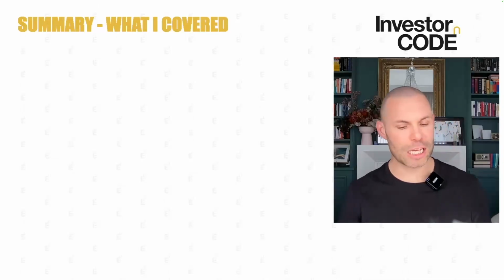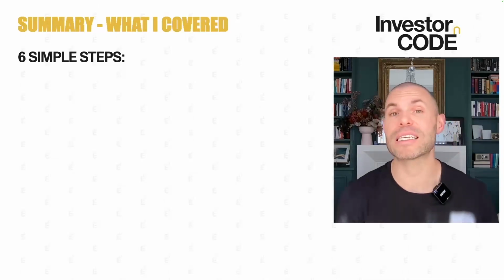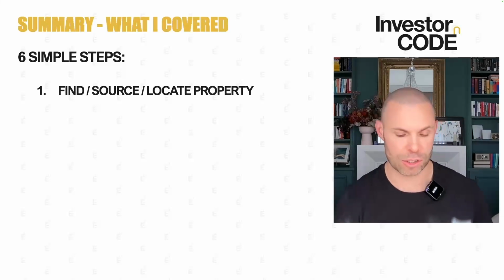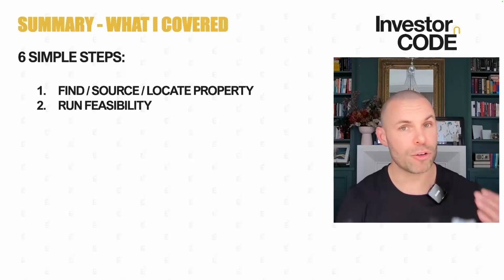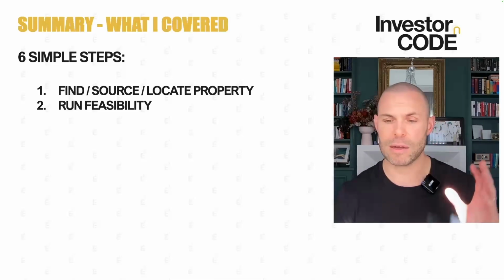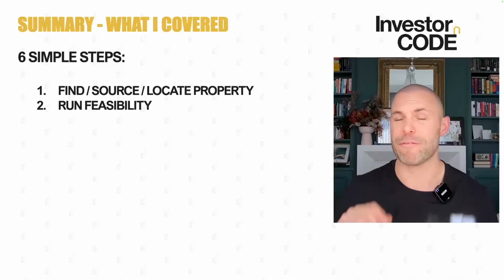Okay, so a really quick summary of what I covered, guys. I went through 6 simple steps. Find, source, locate the property, and I've shown you the sources that you can use to do that. Then you run your feasibility. Remember, this is step 2. High-level feasibility, which is going to give you a yes or a no within 5 minutes.